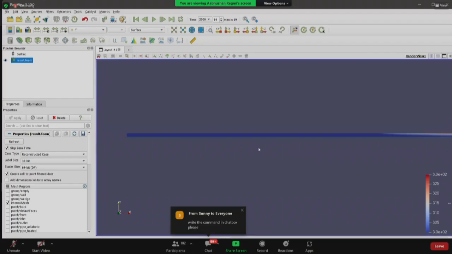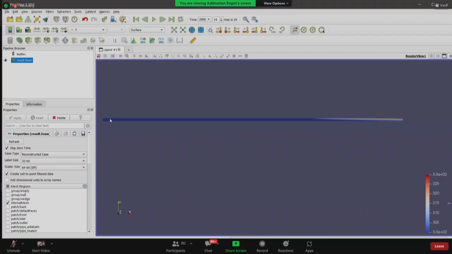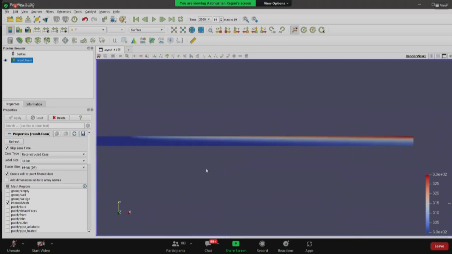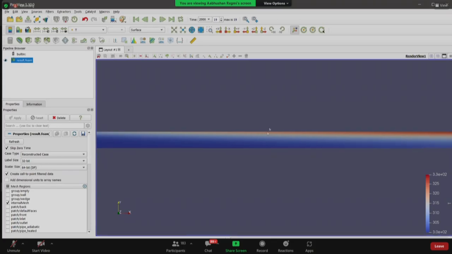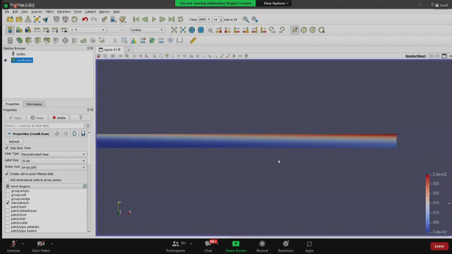Let's look at temperature. As you can see, the temperature is 300 because we supplied 300 over here. The blue is 300, and since here we have adiabatic boundary condition, there is no change in temperature. And finally, after 3.5 meters, we are providing heat flux, because of which our temperature at the wall changes, and we have a temperature boundary layer along the wall. Now, if you want to visualize the plot of temperature or velocity.